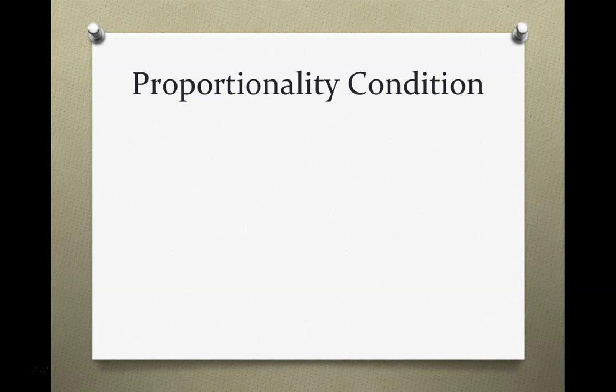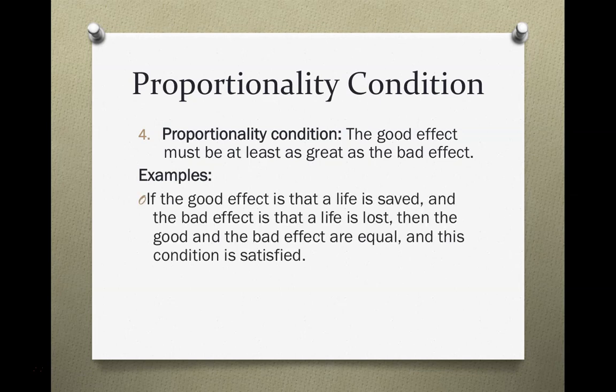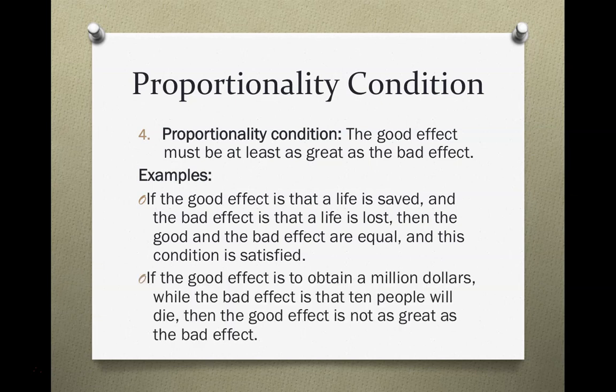The proportionality condition. The proportionality condition says the good effect must be at least as great as the bad effect. So here's some examples of how we might measure this. If the good effect is that a life is saved, and the bad effect is that a life is lost, then the good and the bad effect are equal, and this condition is satisfied. If, however, the good effect is to obtain $1 million, while the bad effect is that 10 people will die, then the good effect is not as great as the bad effect.